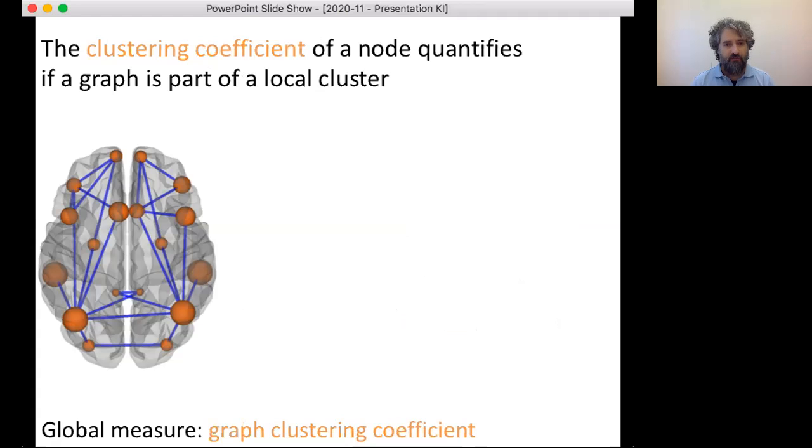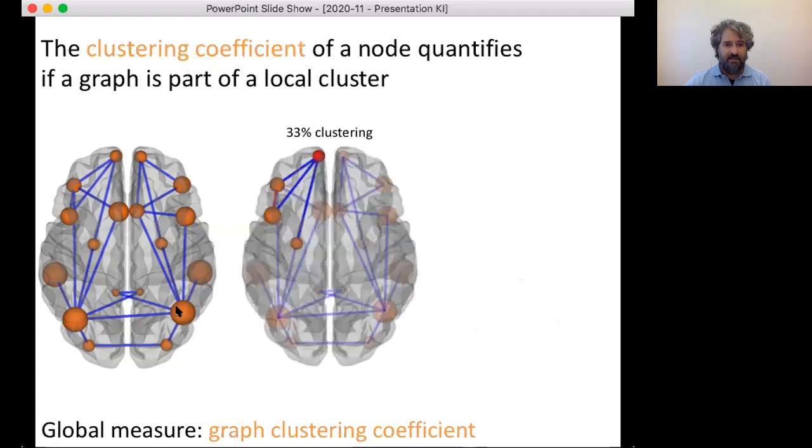Another measure that is often encountered, and it's very important, is the clustering coefficient. What is the clustering coefficient? Well, the clustering coefficient answers the question, how well... take one node, like this one, and the question is the following. Look at all nodes that are connected to this node. The question that the clustering coefficient answers is, how well connected are the nodes that are connected to this node between themselves?